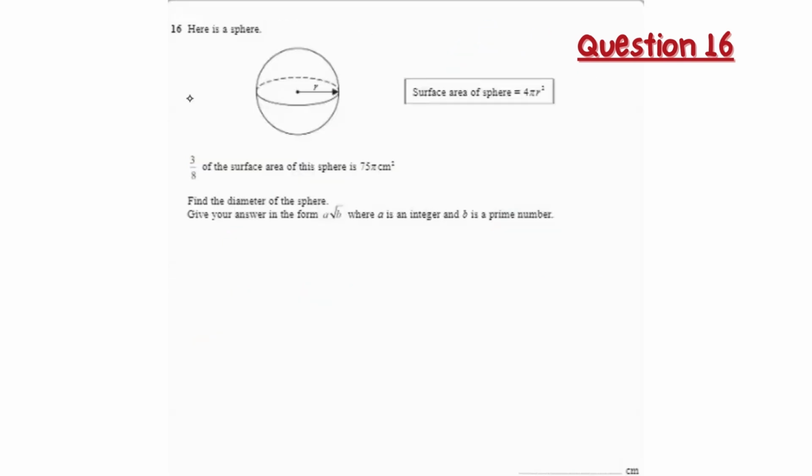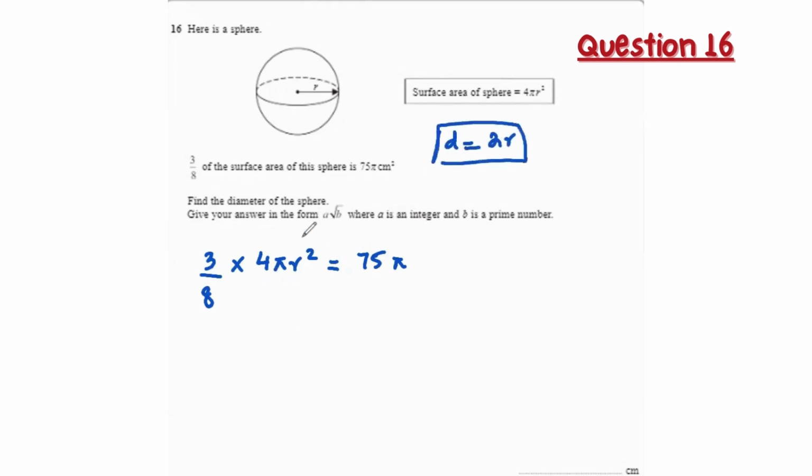Question 16 says here's a sphere. The surface area of the sphere has a formula of 4 pi r squared. 3/8 of the surface area of the sphere is 75 pi centimeter squared. Find the diameter. So 3/8 of the surface area, which is 4 pi r squared, equals 75 pi. We have to find the value of the diameter. So diameter is basically 2 times the radius. So if we find the value of the radius from this formula, we can easily find the diameter.